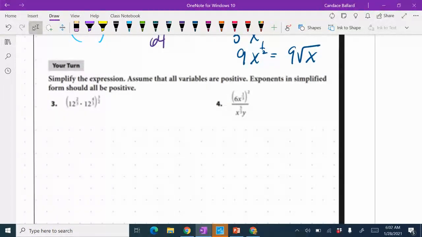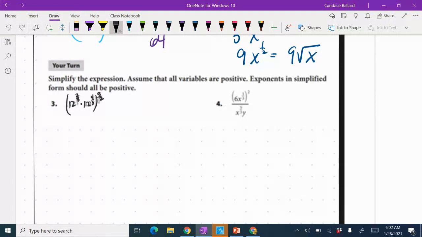So on the your turn examples, we've got 12 to the 2/3 power times 12 to the 4/3 power all to the 3/2 power. And you've got to make sure that you're writing your exponents as exponents. Don't make them look like you're multiplying it by the number. I know it's tough to do.